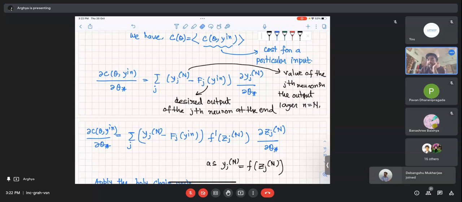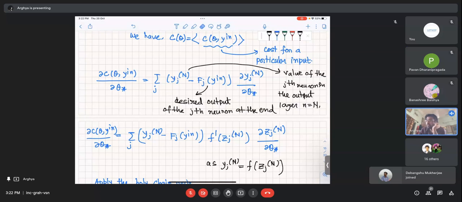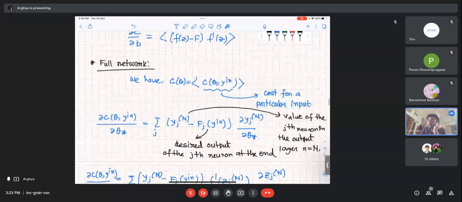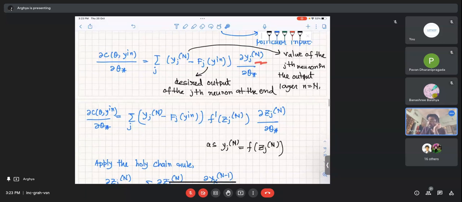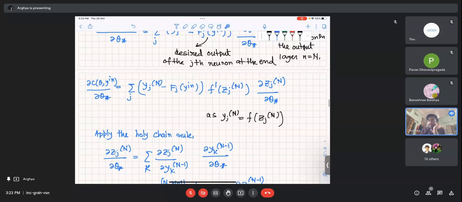Then once you have that, this y_j is something like f of z_j, and since this is right here, y_j^n is basically f of z_j^n. So that means this derivative you can write like this: f prime of z_j^n times ∂z_j^n/∂θ* somewhere.